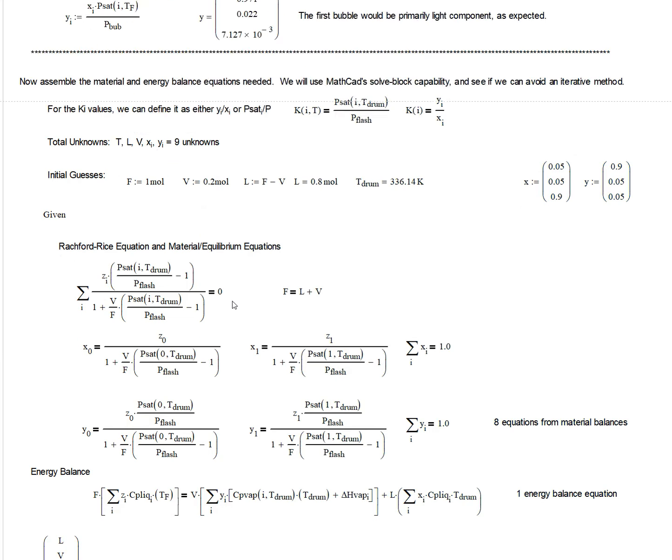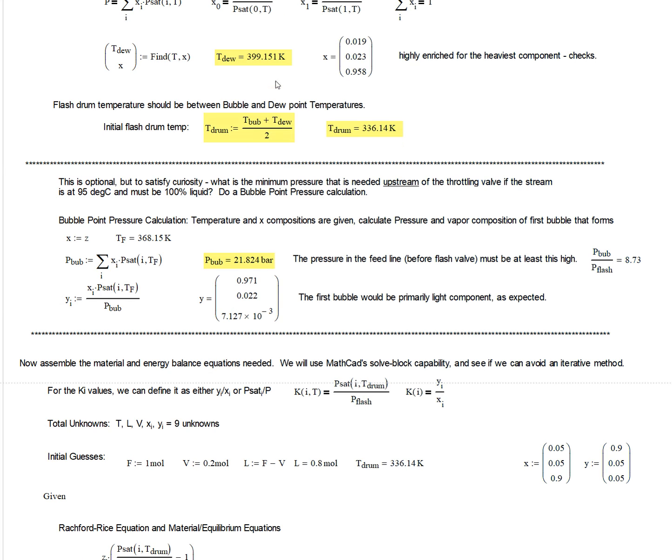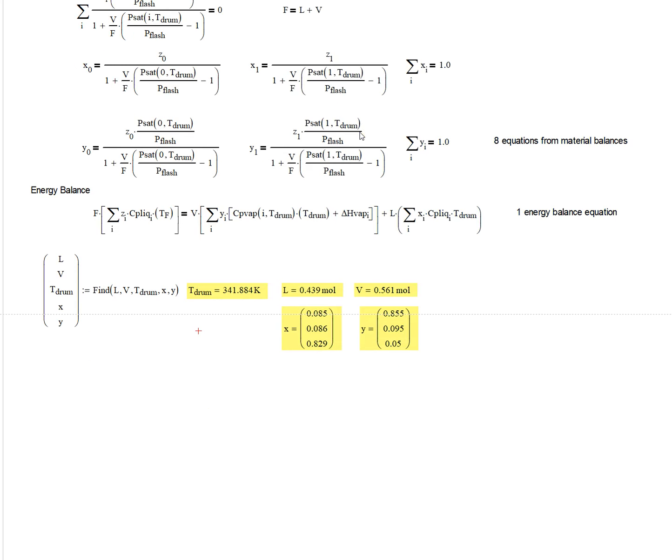Is that in between our dew point and our bubble point? Yes, it's in between our dew point and bubble point. Our liquid flow rate and our vapor flow rates are given. Remember, this is a 1 mole basis. So about 44% of our stream goes into the liquid phase, about 56% goes into the vapor phase, and then we can see our distribution of the components. In the vapor phase, we expected it to be highly enriched for the propane, the lightest component, and it was. We have a very small amount of our heavier components coming out in the vapor.